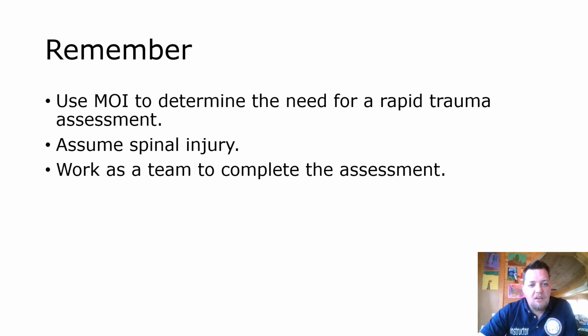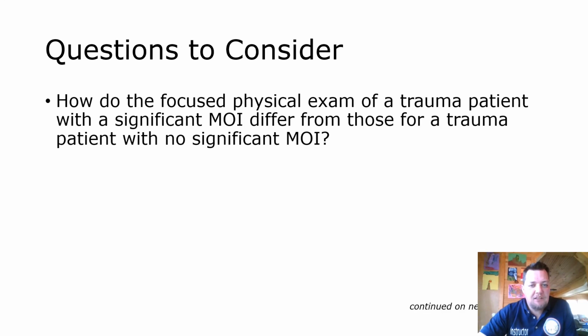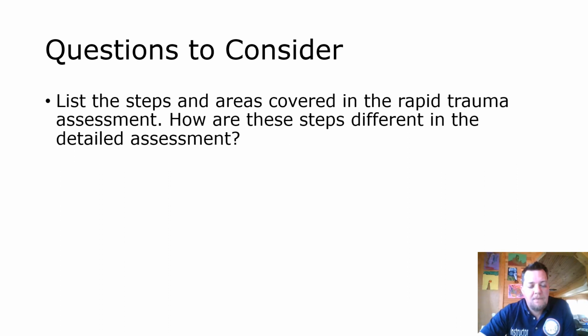Okay. Use the MOI to determine the need for a patient rapid trauma assessment, assume spinal injury, and work as a team to complete the assessment. So questions to consider. How did the focused physical exam of a trauma patient with a significant MOI differ from those for a trauma patient with no significant MOI? List the steps and areas covered in the rapid trauma assessment. How are these steps different in the detailed assessment?